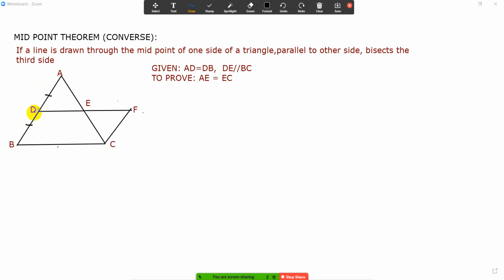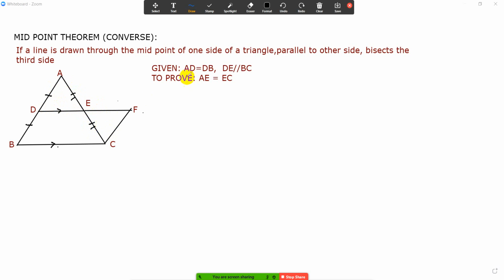D is the midpoint. So if I draw a line DE from this point D and parallel to the third side, that is DE is parallel to BC. I am drawing a line which is passing through the midpoint of the first side, that is AB, and it is parallel to the other side BC. So it will bisect the third side of the triangle. Now what is the third side? That is your AC. So this DE will bisect AC, and we have to prove that AE equals to EC.